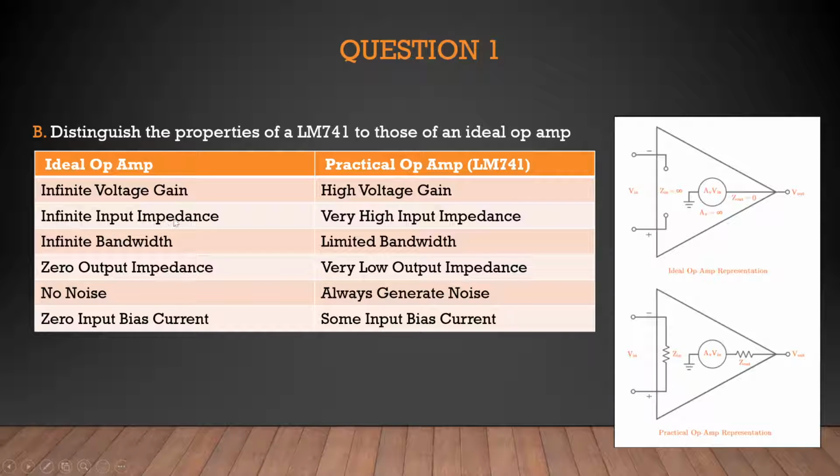For infinite input impedance, a practical operational amplifier can only have very high input impedance. As I said, it's impossible to get infinite. For zero output resistance, we will get very low output impedance. For noise, an ideal operational amplifier will have no noise, but a practical operational amplifier will always have noise because it's practical; noise is unavoidable. Another statement is zero voltage for an ideal operational amplifier. Here we get 0, but for a practical operational amplifier we get nearly 0. It's not exactly 0, but we can state it's 0 too, although it actually has a value of around 0.0 microvolt.